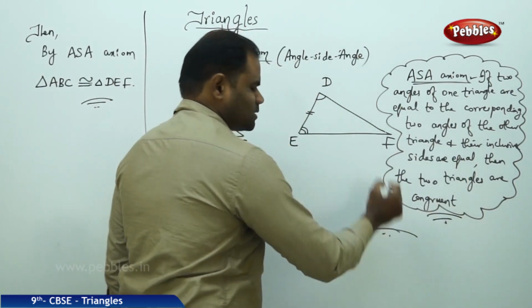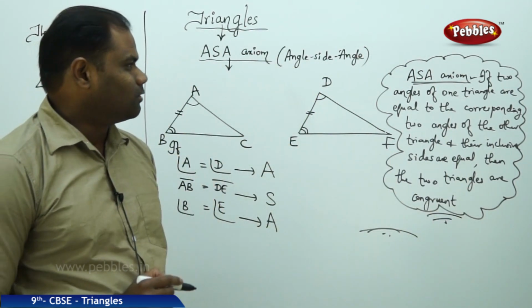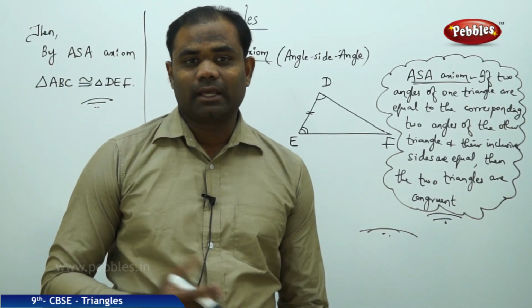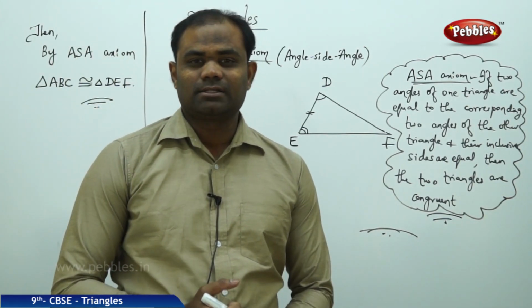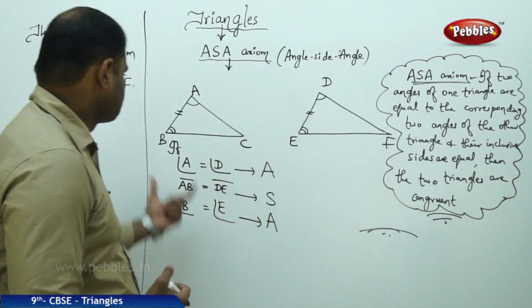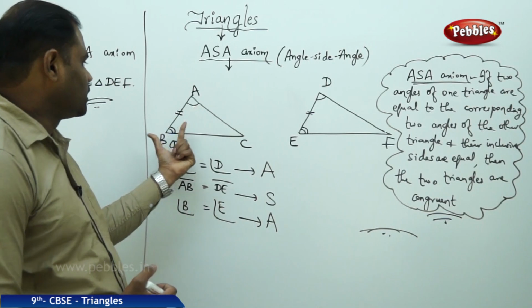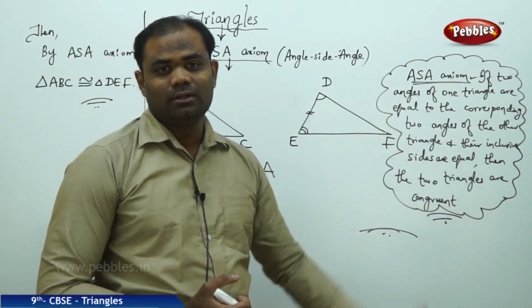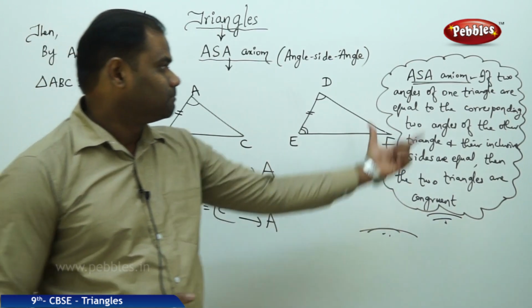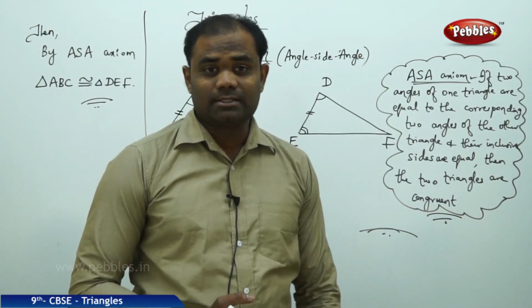That is how I understand the congruency of two triangles connected with the ASA axiom, the angle side angle axiom. This equals this when the corresponding angles are equal and the inclusive sides are equal. That's how I define the ASA axiom.